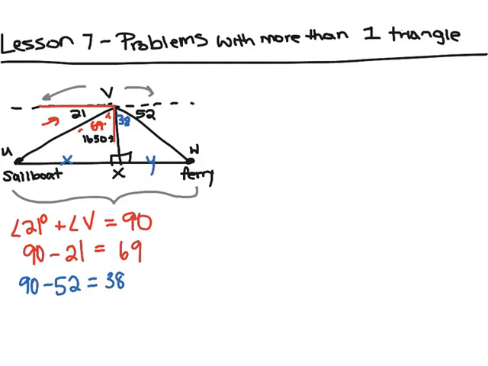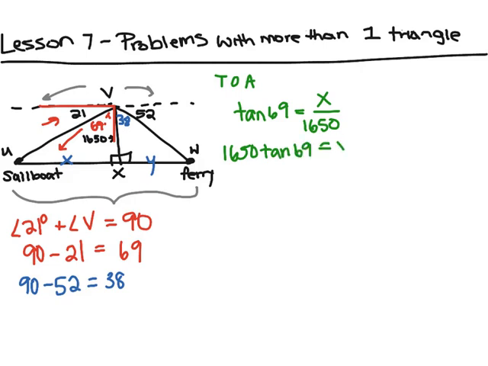From our angle 69, we have an opposite side and an adjacent side. Because we have an A and an O, we're going to do tangent. So tan of 69 degrees is equal to opposite, which is X, over adjacent, which is 1650. We're going to multiply both sides by 1650. So 1650 tan 69 is equal to X, and we should get 4,298. So that is UX.